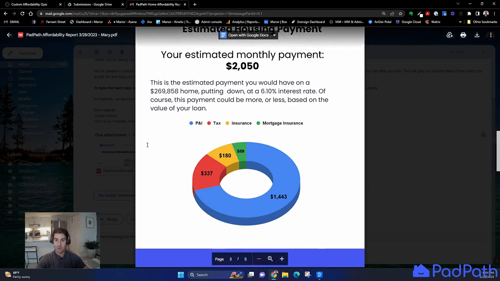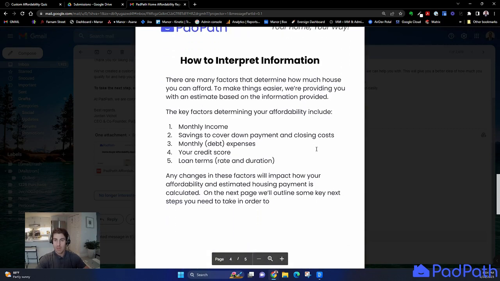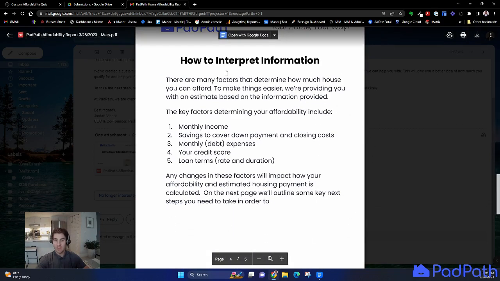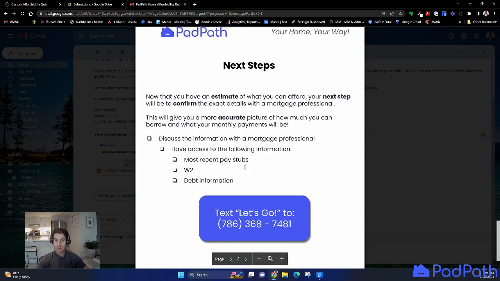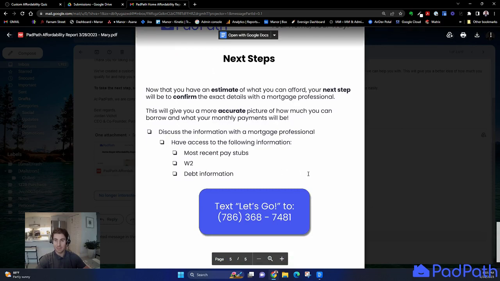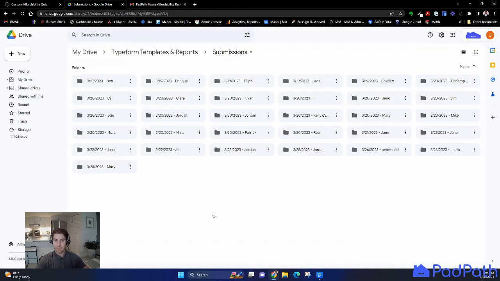And you're going to see when I show you the calculator that this is very accurate, probably one of the most accurate tools in the market right now. It provides Mary with a little bit of information on how to interpret her information, basically telling her how we calculated it, and some very simple next steps. In this case, her next step, if she's looking to buy a home, would be to get pre-approved for a loan. Perfect. So now let me go ahead and show you what we've built.